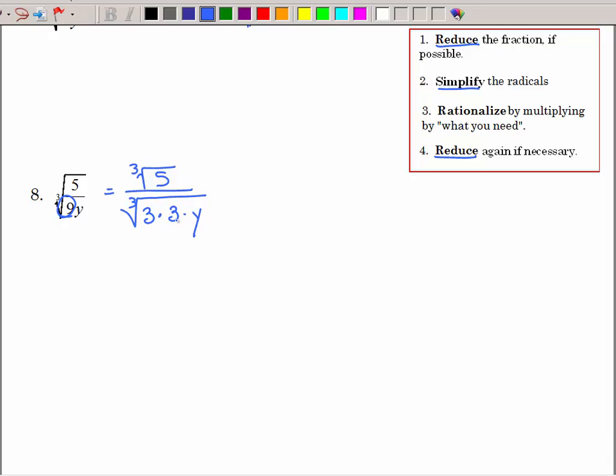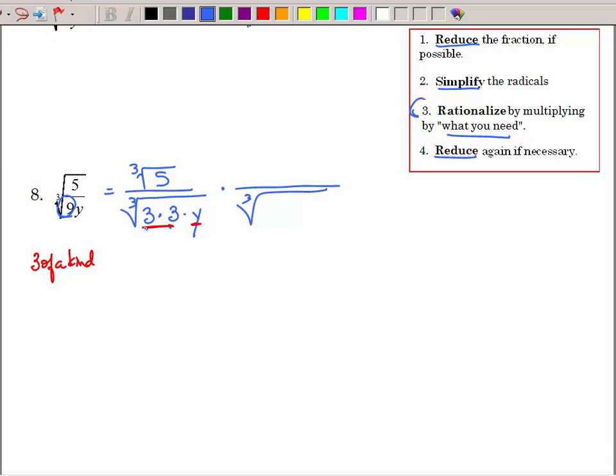Even though you're saying, yeah, but I know there's not 3 of a kind. Trust me. Go ahead and prime factor it out, because it's going to help you on step 3 by multiplying by what you need. Okay? Remember that we need 3 of a kind. Okay? So look at that one. Let's think about it.